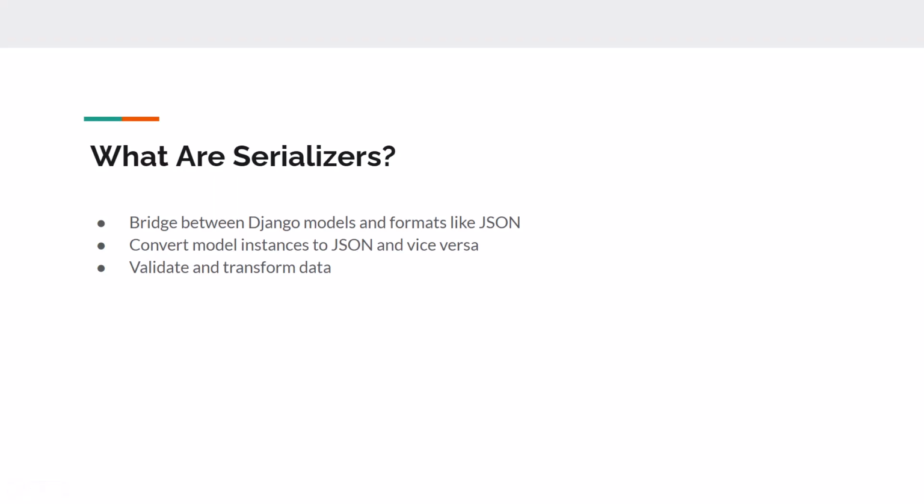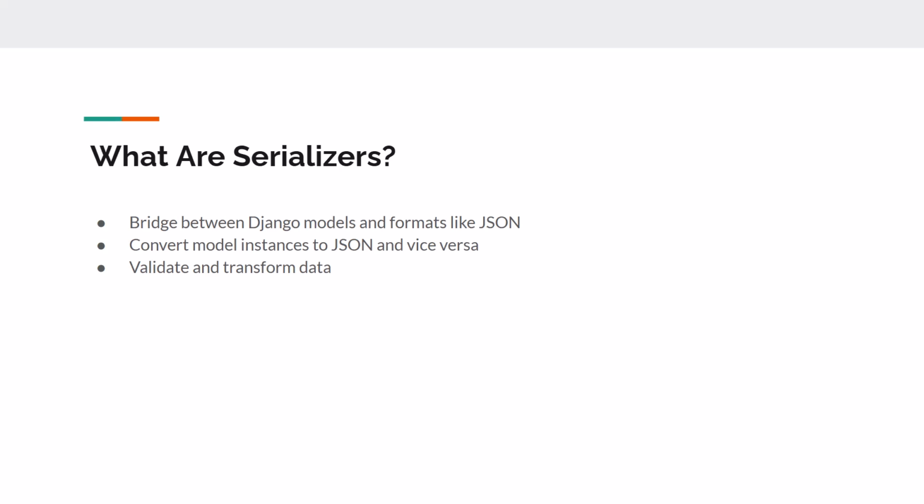So, what exactly are serializers? Let me break it down for you. Serializers in Django Rest Framework act as translators for your data. On one hand, they take complex data types like Django model instances and convert them into easy to manage formats like JSON. On the other hand, they also validate and transform incoming JSON data back into Python objects.